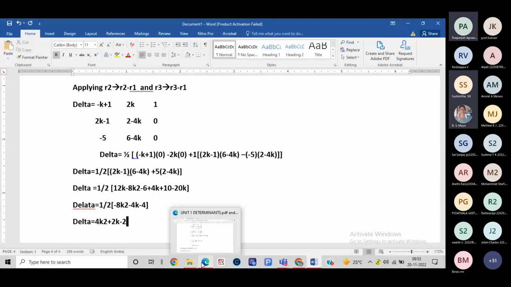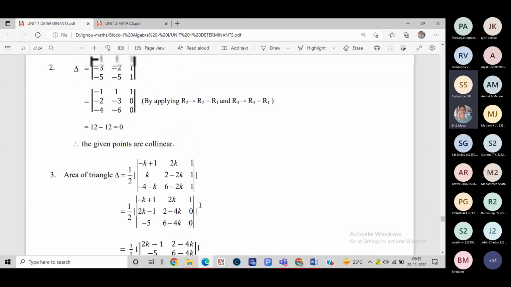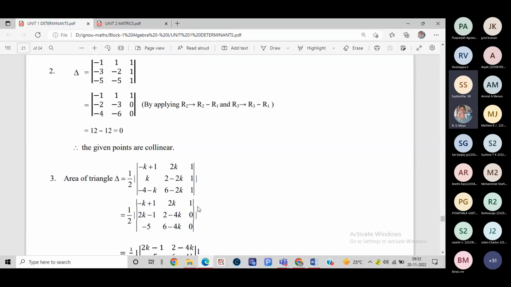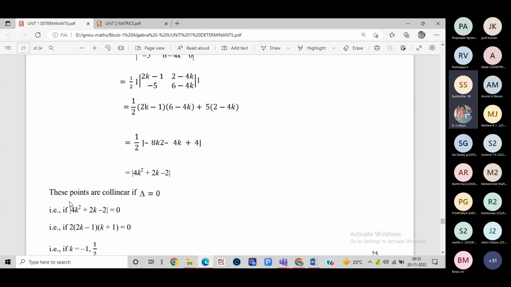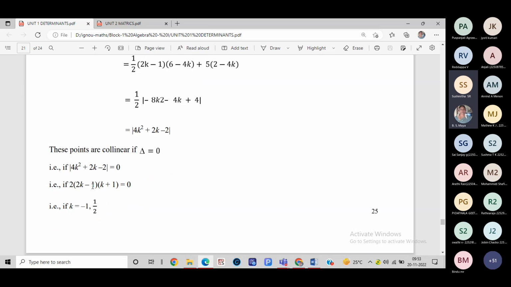Yes, ma'am. Find out k. We have a given question that says the points are collinear. Collinear means the delta should be equal to 0. Now assume 4k square plus 2k minus 2 is equal to 0.